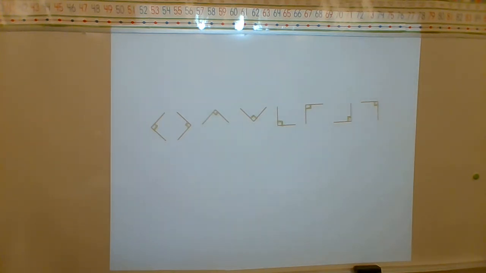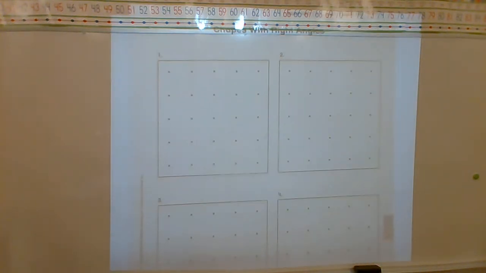Okay, now you also have in this lesson these little mini geo boards. All right, now you don't have geo boards at home.